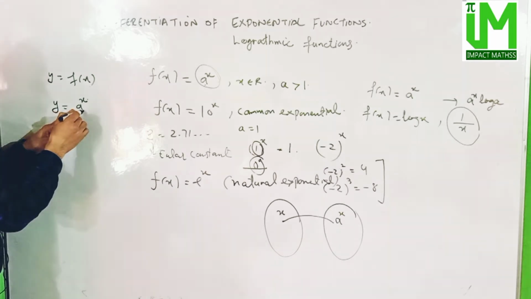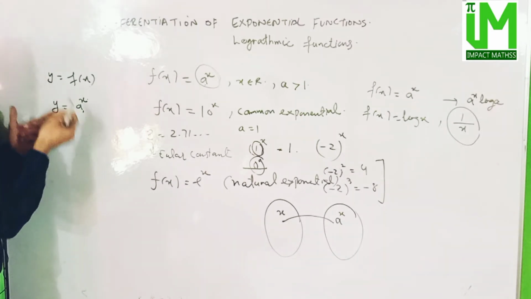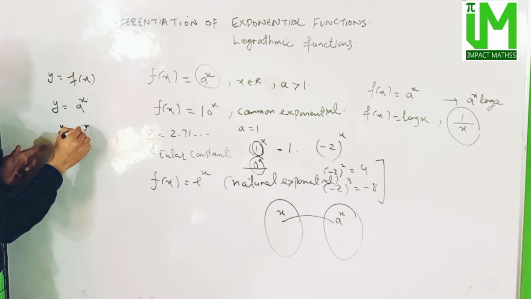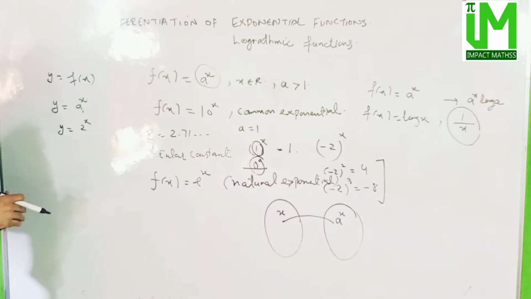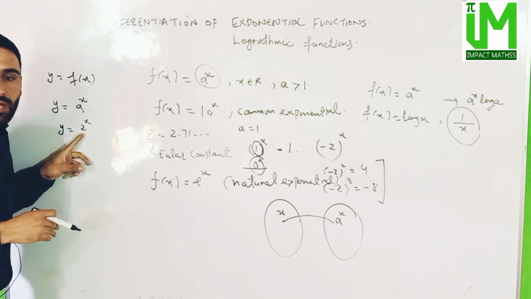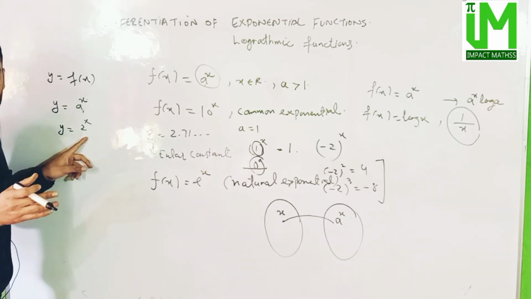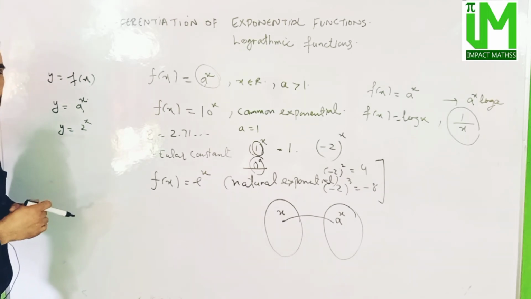a is any base, ठीक है. Suppose this is y is equal to 2 raised to power x, ठीक है. So we are taking 2 as the base. So y is equal to 2 raised to power x.